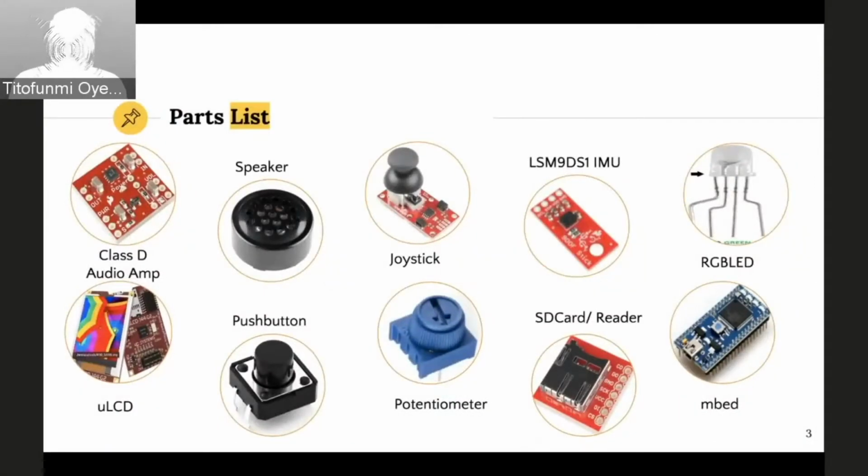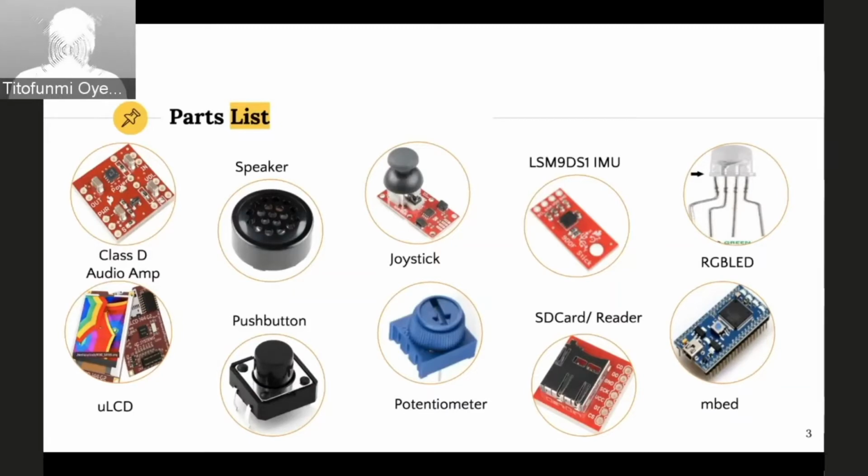The Class D audio amplifier drives the speaker, which plays sounds and music at different game states. So, for example, the speaker plays the game over music and the game menu music. The joystick and the IMU are used to navigate the game menu and to move the player icon. Clicking on the joystick will also change the color of the player icon.